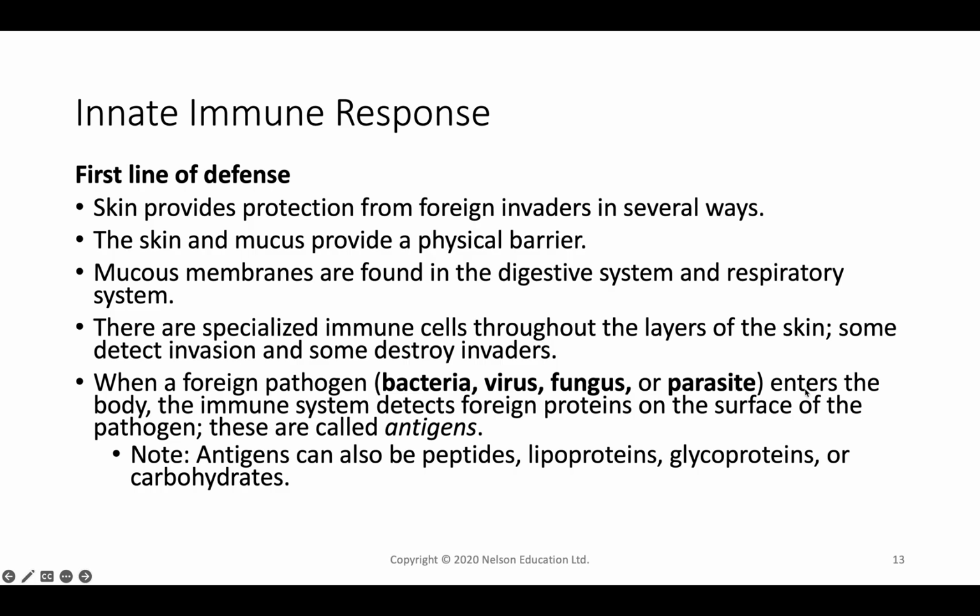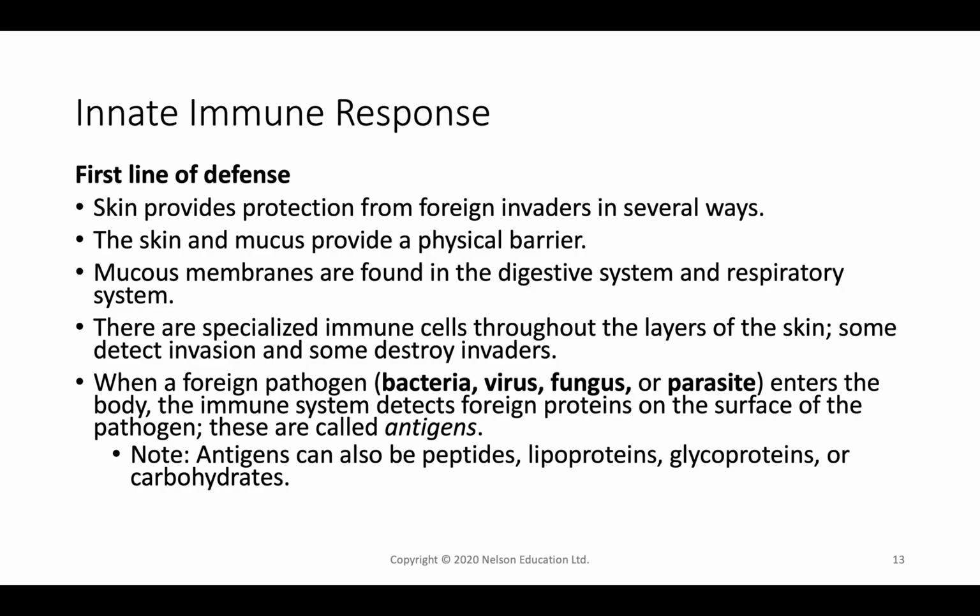But either way, once these foreign pathogens enter the body, the immune system is going to throw up some red flags stating that it's detected foreign proteins. When we're able to detect the foreign proteins, again, these are called antigens. So we have antibodies in our system that detect antigens. And when the antibodies and the antigens interact, this is going to throw up a red flag.